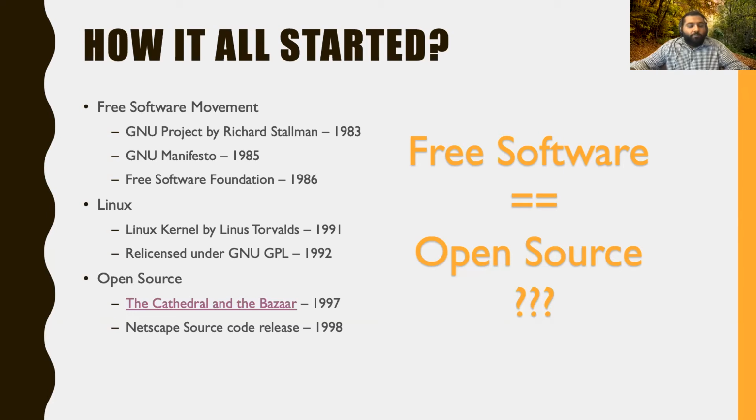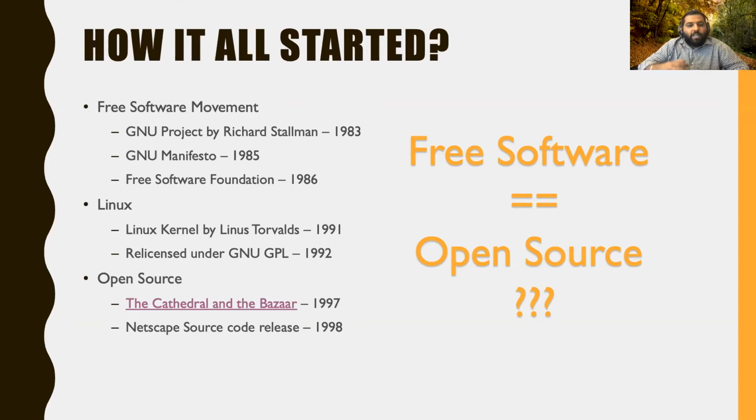So this was the philosophy behind why Richard Stallman started the GNU project back in 1983 and 1985. After 1985, in 1986, they founded a foundation that manages this whole free software movement. They were building some small software like Emacs and GCC. What they were missing was the kernel.